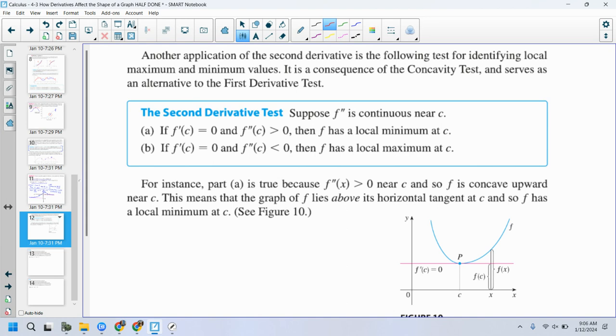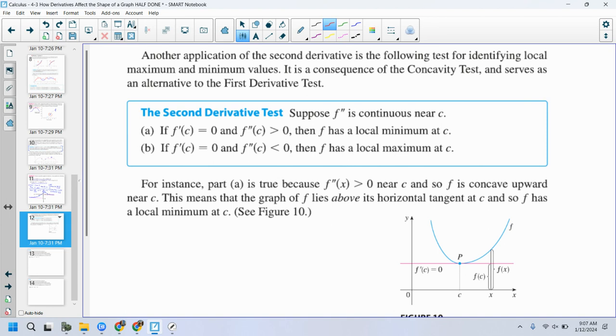So you can use the second derivative to figure out whether it's going to be a maximum or minimum point. Just run it through. You'll get a value. And again, you don't care about the value, you care about the sign of that value. If it comes out positive, then it's a local minimum. If it comes out negative, then it's a local maximum.